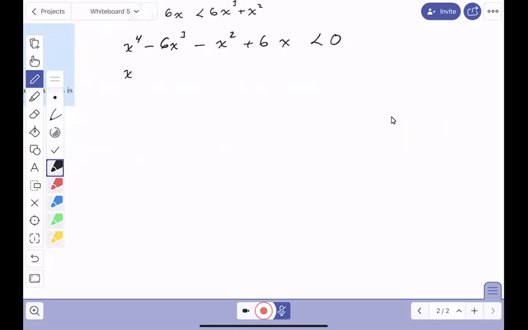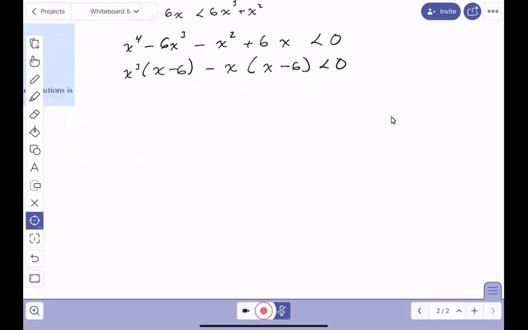I'd factor out an x cubed. And would that give you x minus 6? Here I'd factor out the minus x. You get x, excuse me, minus 6. I just want to make sure I did this right. X cubed times x is x to the 4th. X cubed times minus 6x cubed. This will give me minus x squared. That would give me plus 6x.